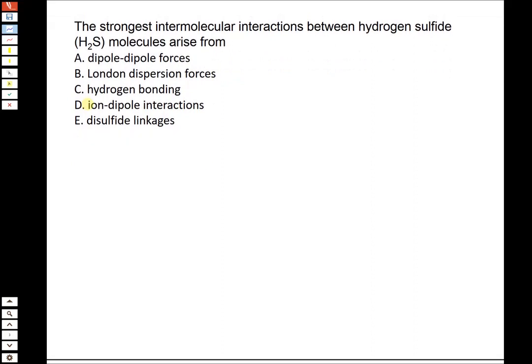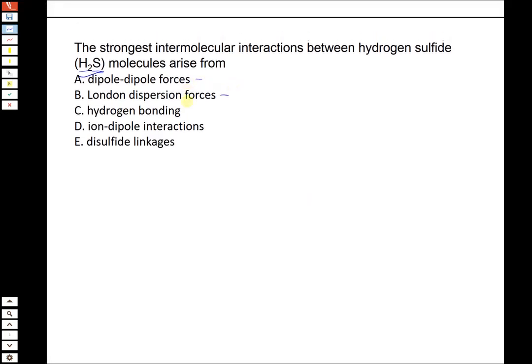So this question asks for the strongest intermolecular forces between hydrogen sulfide molecules, and what do they arise from? Now, the first thing we can do is look at the answer choices and probably eliminate a couple, because hydrogen sulfide is a covalent compound, two nonmetals, hydrogen and sulfur. We can say there are only going to be three possible intermolecular forces: dipole forces, London dispersion forces, and hydrogen bonding. Those are the only three types of intermolecular interactions you can have.